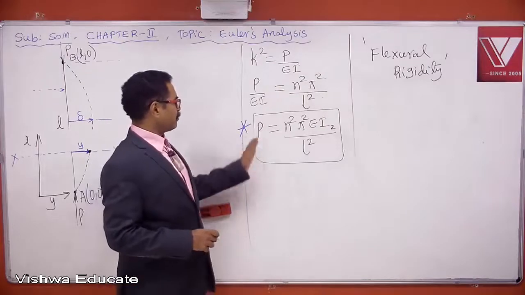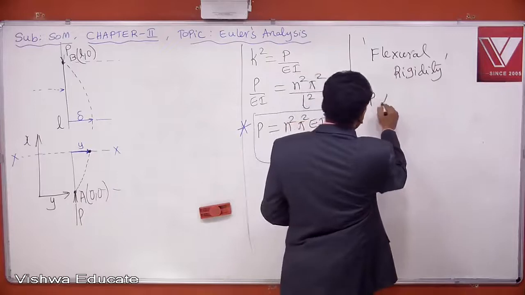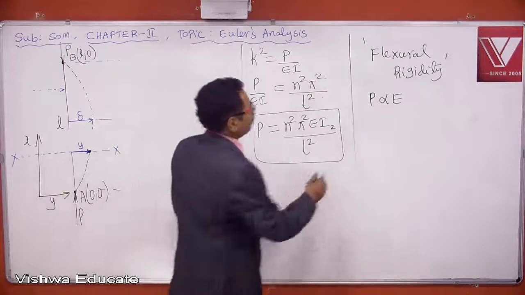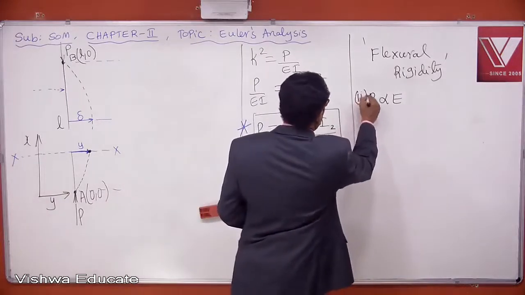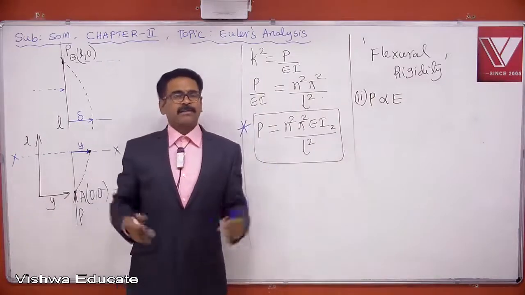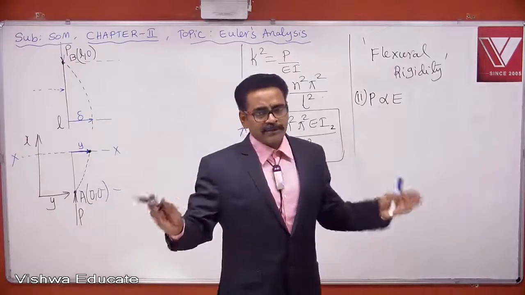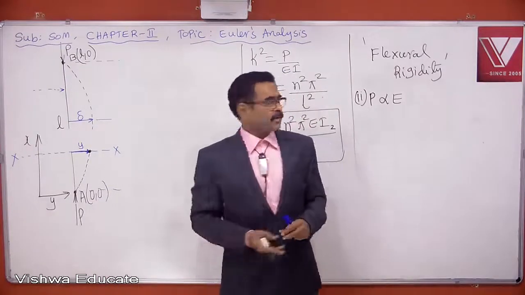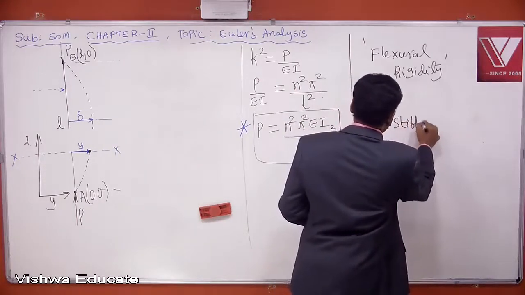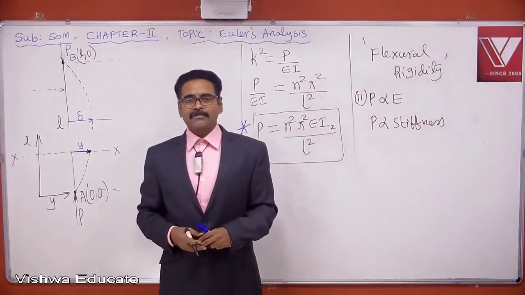This formula is saying P is proportional to E. Write down second point. P is proportional to E. What E indicates? In beginning sessions of SOM, I told Young's modulus always indicates stiffness, not strength. So Euler's critical load is proportional to stiffness. Why? Because E is function of stiffness, or E indicates stiffness.